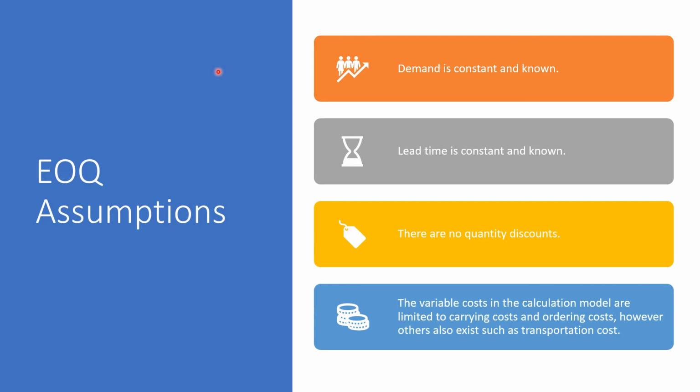Now, EOQ is certainly very useful, but there are again some limitations with it. So in this slide, we're going to discuss what the assumptions are. The first assumption is that the demand is known and constant. If you remember, I had assumed that the annual demand is 1,000 and I kind of hoped that it would be the same throughout, which is generally not the case.